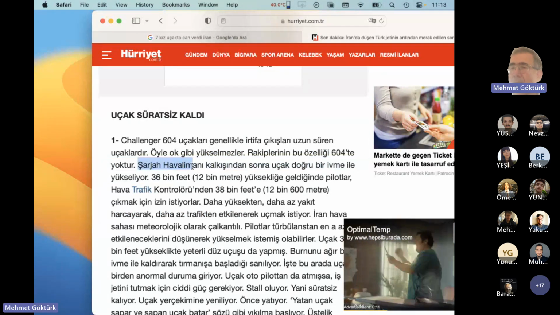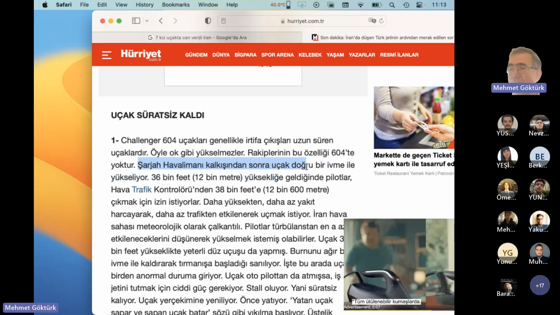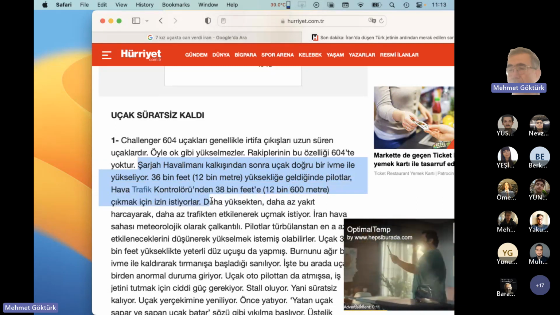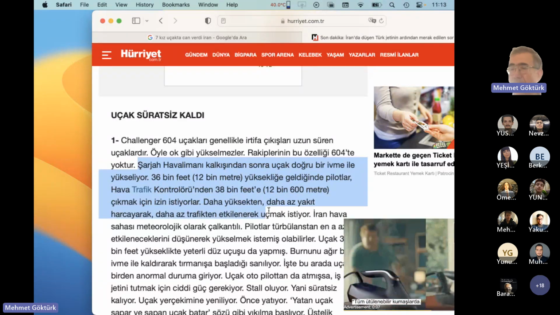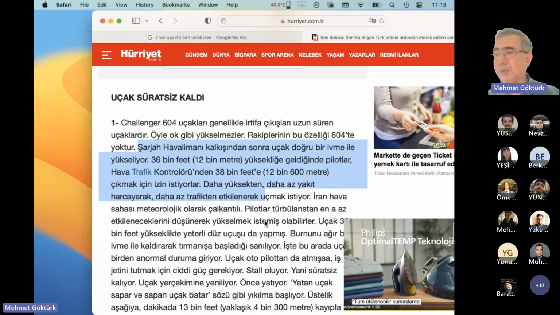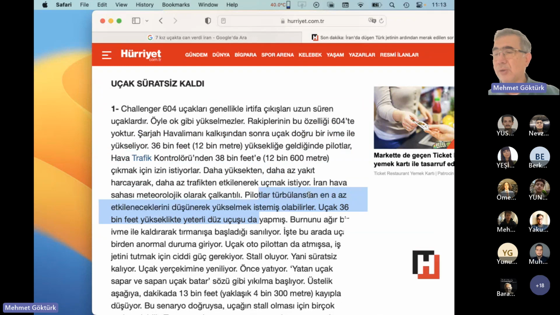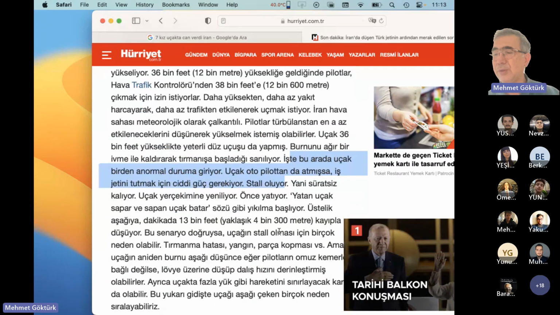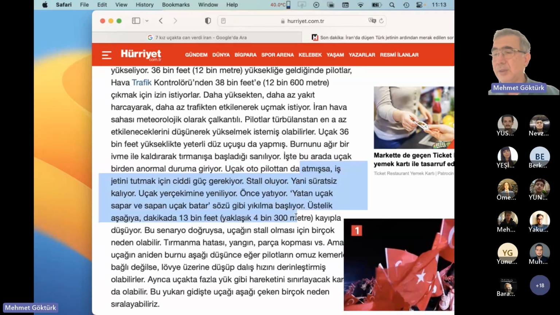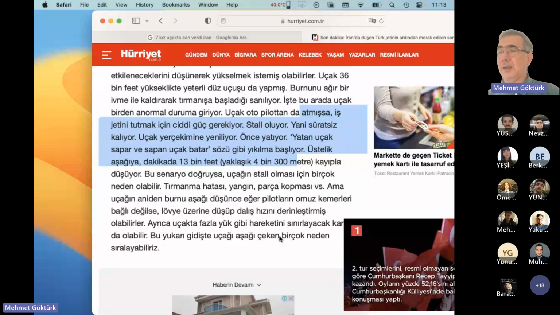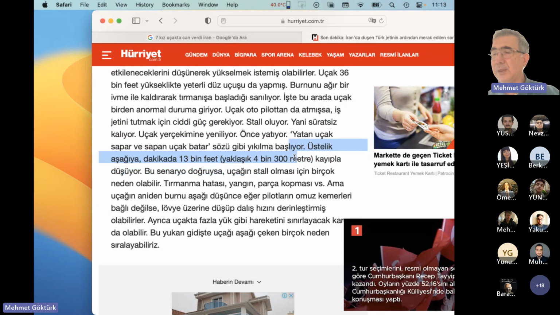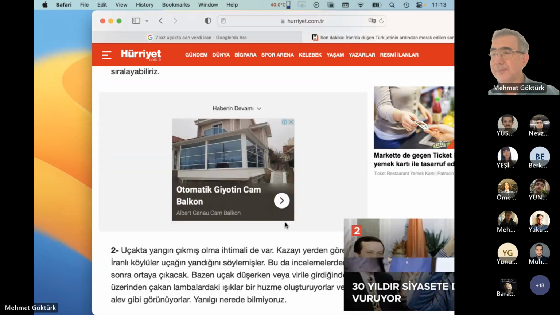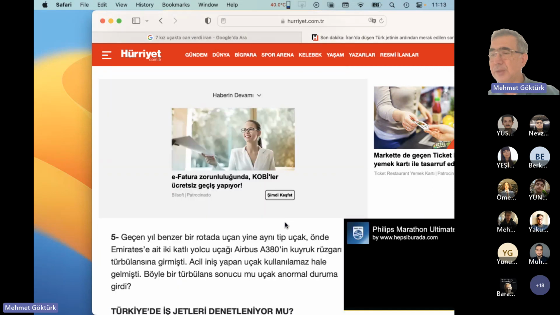Evet, diyor ki Şarja havaalanı kalkışlarından sonra uçak doğru bir ivmeyle yükseliyor. 36.000 feet'e geldiğinde pilotlar hava trafik kontrolünden 38.000 feet'e çıkmak için izin istiyorlar. Daha yüksekten daha az yakıt harcayarak daha az trafikten etkilenerek uçmak istiyorlar. İran hava sahası meteorolojik olarak çalkantılı. Pilotlar türbülanstan en az etkileneceklerini düşünerek yükselmek istemiş olabilirler. Tamam. 36.000 feet'ten yeterli düz uçuş yapmış. Burnunu ağır bir ivmeyle kaldırarak tırmanışa geçtiği sayılır. Bu arada uçak birden anormal duruma giriyor. Uçak pilottan da 60'ta işaretini tutmak için ciddi güç gerekiyor. Stall oluyor. Daha sonra dakikada 13.000 feet, dakikada 4.000 metre kayıpla düşüyor. Tırmanma hatası, yangın parça kopması vesaire. Burada tam olarak söylememişti, bakayım.